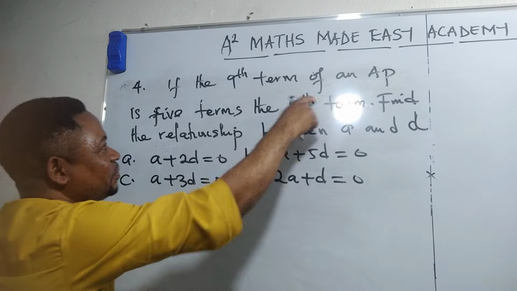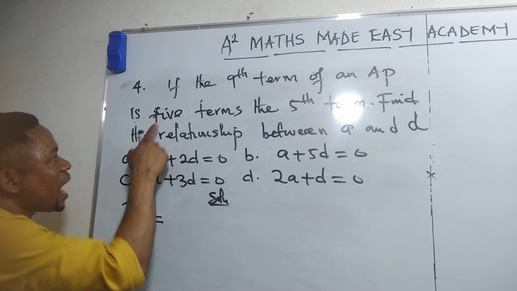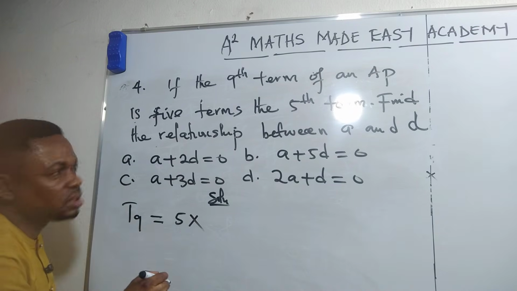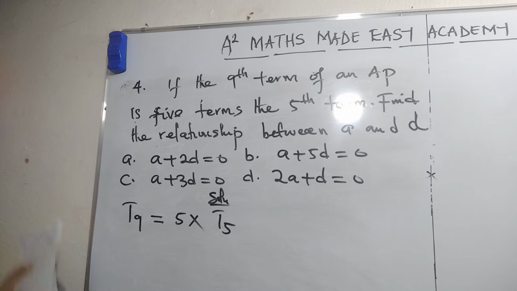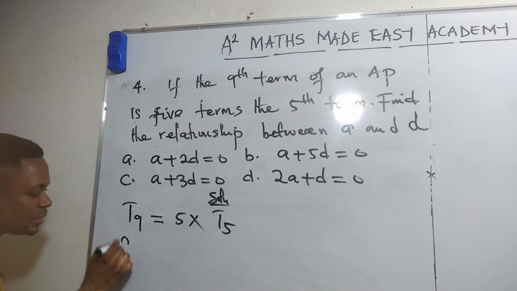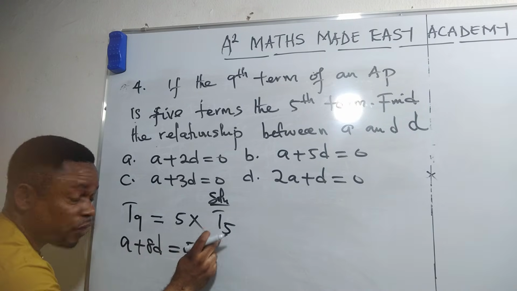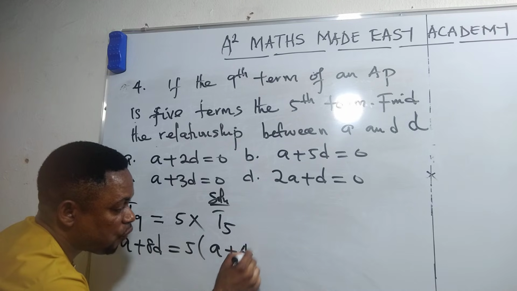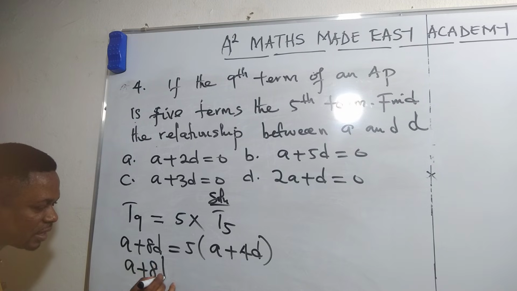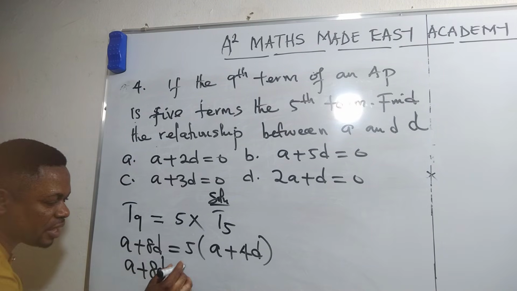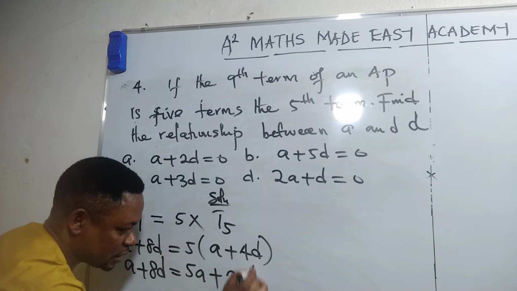Now, if the ninth term, T9, is equal to 5 times the fifth term, T5. That is all. Now what do we do? What is the formula for T9? It is A plus 8D. Are you there? Then this is 5 open bracket. What is the formula for T5? It is A plus 4D. What is my target? Open the bracket. I'll have A plus 8D equal to 5A plus 5 times 4, which will give us 20D. Are you with me now?